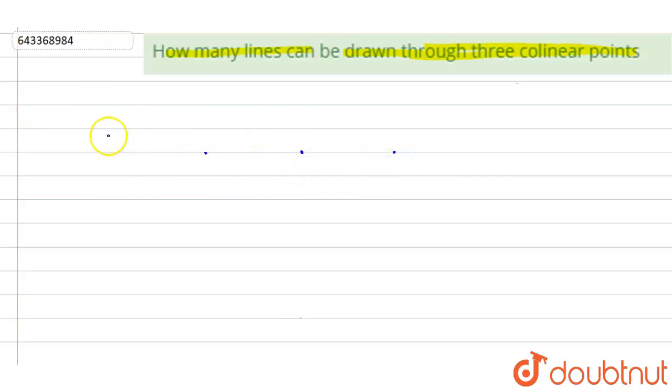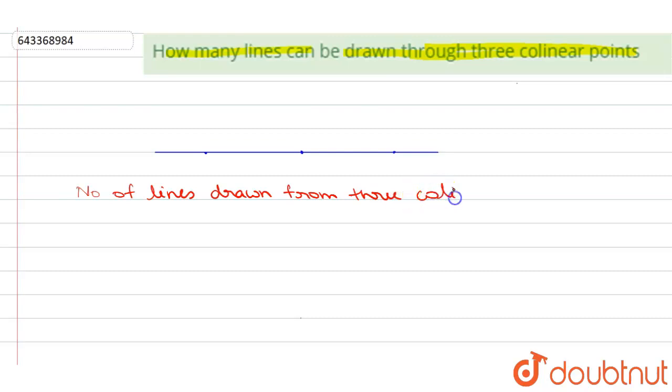And then we will try to draw the number of lines which we can draw using these three points. So if we draw any line using these three points, then apart from this single line, we cannot draw any other line which is passing through these three collinear points. Therefore, the answer is: the number of lines drawn from three collinear points is 1.